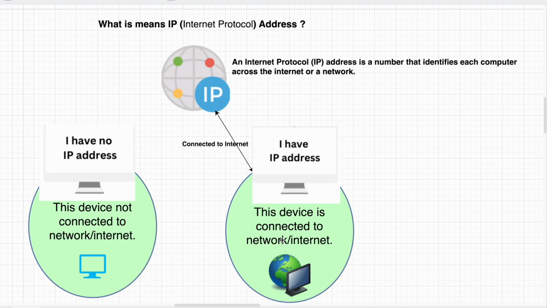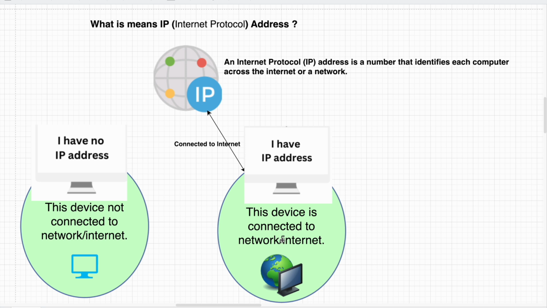Okay, what does IP address mean? The IP address is created through the internet. When a system connects through the internet or a network, it has an IP address. The Internet Protocol (IP) address is the number that identifies each computer across the internet or network.